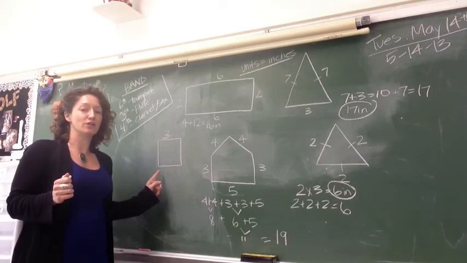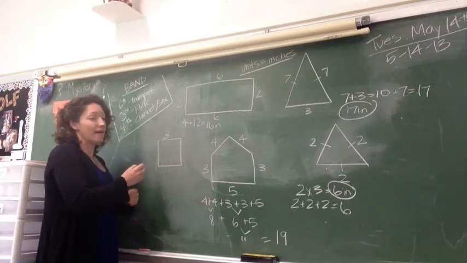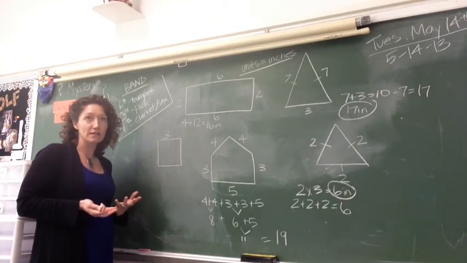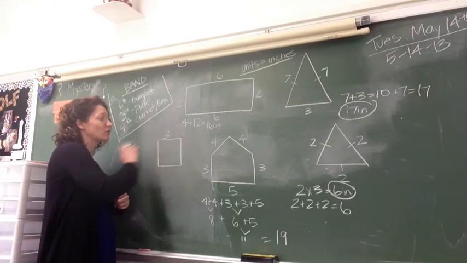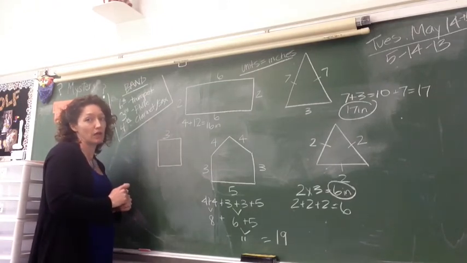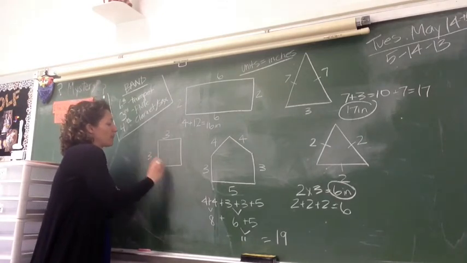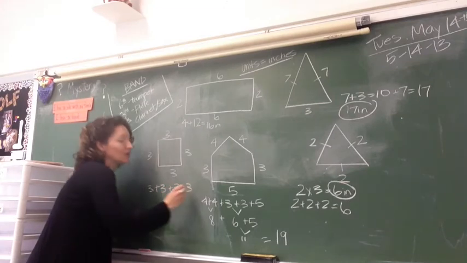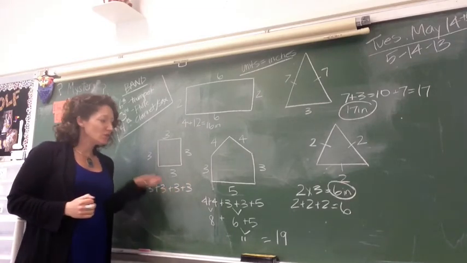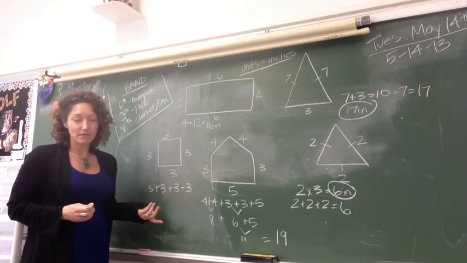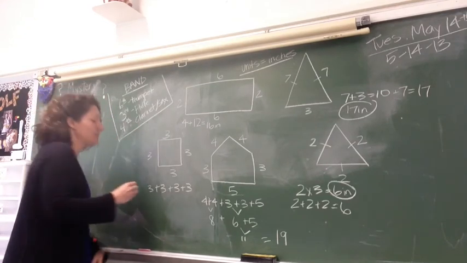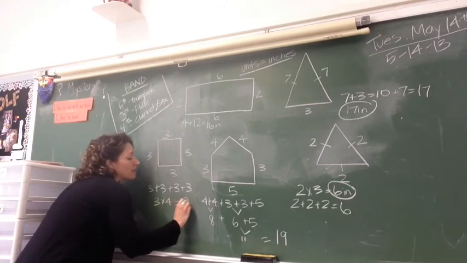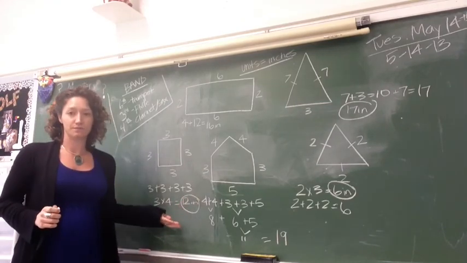The last shape we're going to do is a square. We all know that a square has equal sides. Every single side is equal. So if this side is 3, then every other side must be 3. So again, I can do 3 plus 3 plus 3 plus 3, and this is repeated addition. So instead of adding 3 4 times, I can say, each side is 3, and there are 4 sides, so I can take 3 times 4, and my perimeter here is 12 inches.